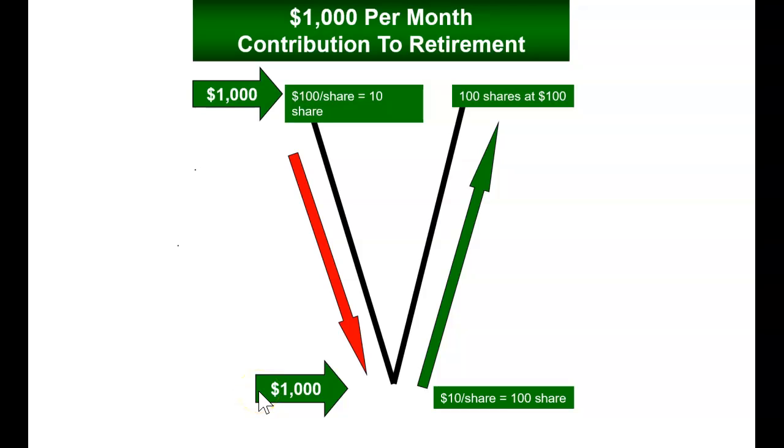Let's talk about the difference between accumulating money for retirement and distributing it. What got you to retirement is vastly different than what's going to get you through retirement. We have a visual that can easily demonstrate the difference.